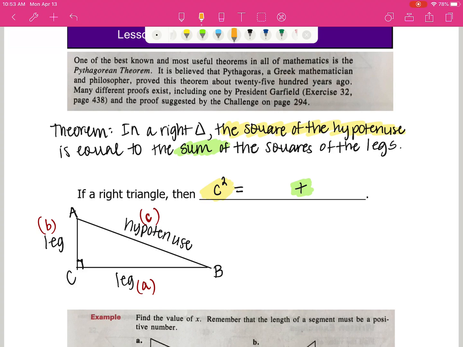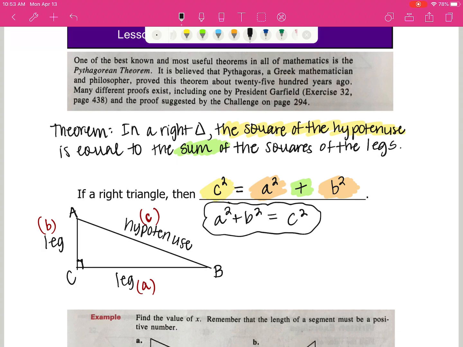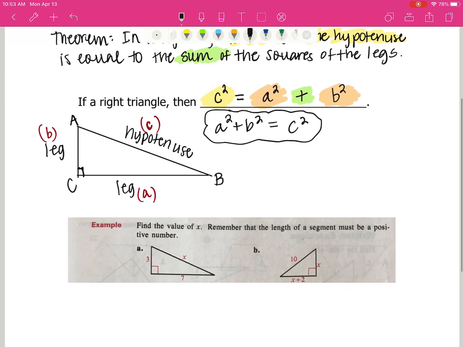So we're going to have one leg squared and the other leg squared. Well, one of the legs is A, so we'll square it, and the other leg is B, so we'll square it. We're used to saying A squared plus B squared equals C squared, which is the same exact thing by the commutative property. So in a right triangle, the Pythagorean theorem says that will happen every time, every single time, okay?